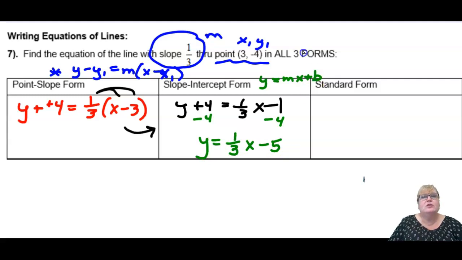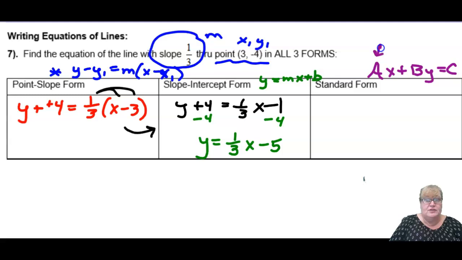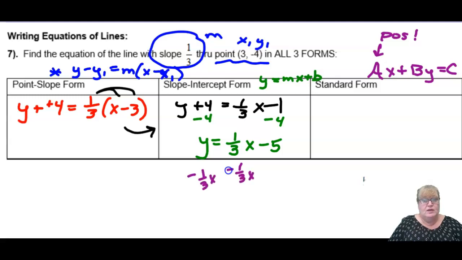Finally, we need standard form. Well, this is where it gets a little tricky. This is the one that says ax plus by equals c. And standard form, remember, we can have no fractions, and this term has to turn out positive. So, x and y have to be on the same side. So I'm going to subtract the 1/3 x over to the other side. It will now say -1/3 x plus y equals -5.